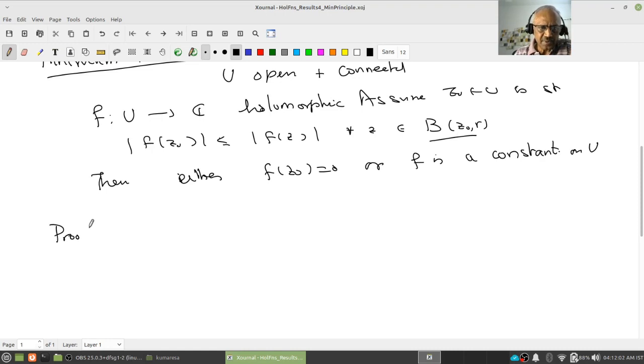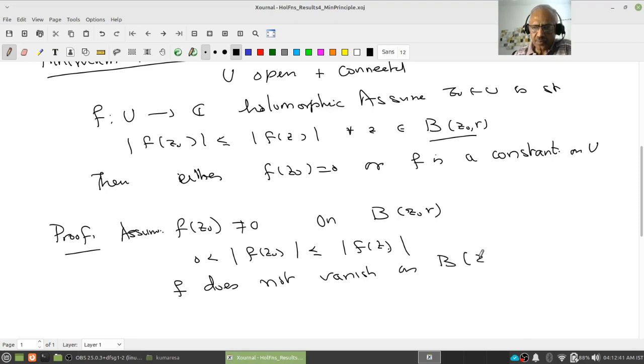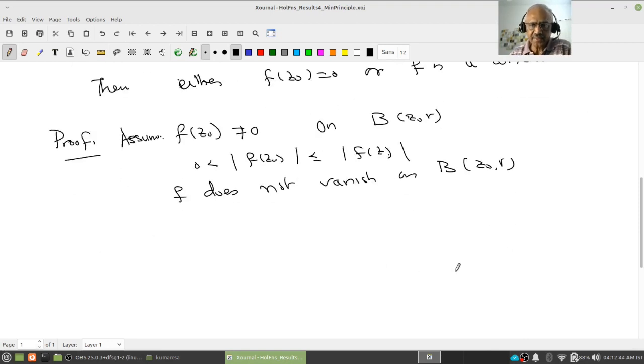Okay. The proof is essentially one line. So if f(z0) is 0, there is nothing to prove. Therefore let me assume f(z0) is not 0. Therefore what do I have? On B(z0, R), since mod f(z0) is less than or equal to mod f(z), and this is already positive, it shows that f does not vanish on the open ball B(z0, R). It may vanish elsewhere, I don't care.